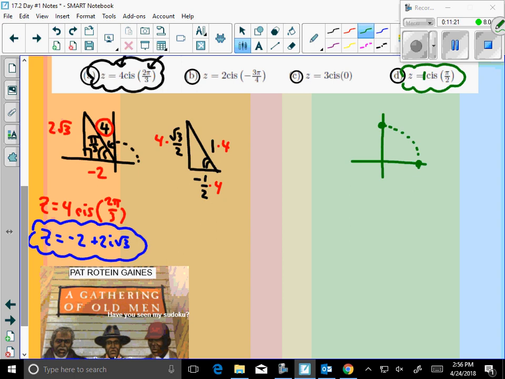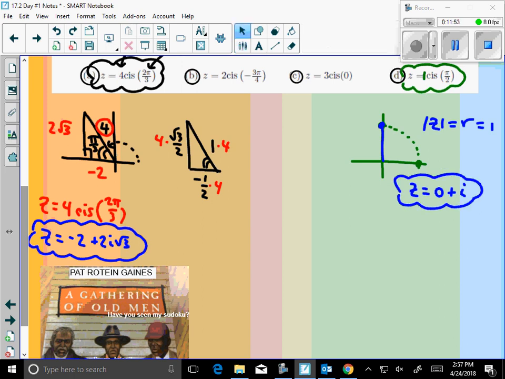The length from here to here, that's going to be our modulus, which is the same as r. What would that be? Well, that would be 1. Is there a real portion involved here? No, I'm not traveling to the right or the left. So this point right here would be z equals 0 for the real portion and 1i for the imaginary portion.